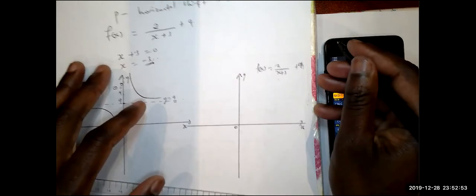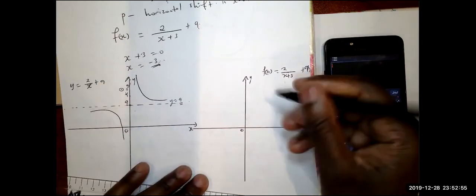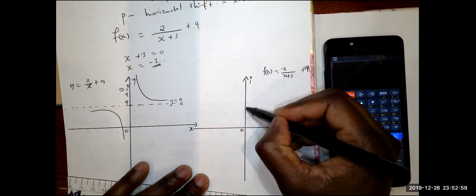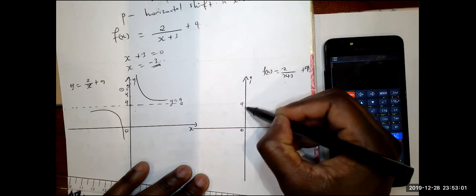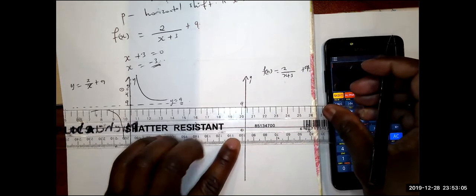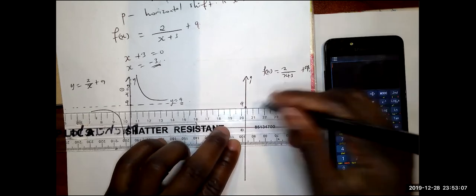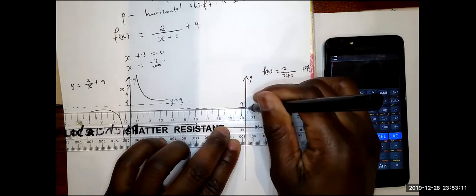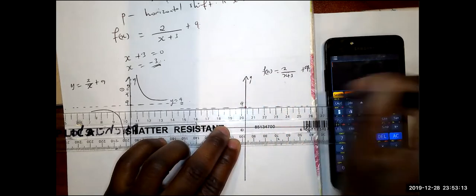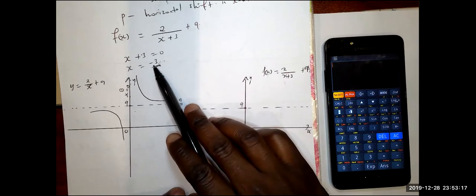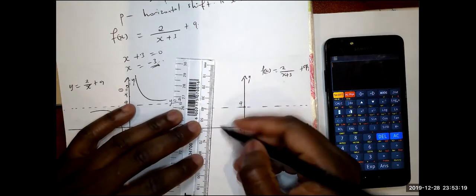Now we have 9. 9 is the first asymptote here. So we draw our 9 because we know that q gives a horizontal asymptote. Now we're told that it's x plus 3, and x equal to negative 3 is our other asymptote, negative 3.